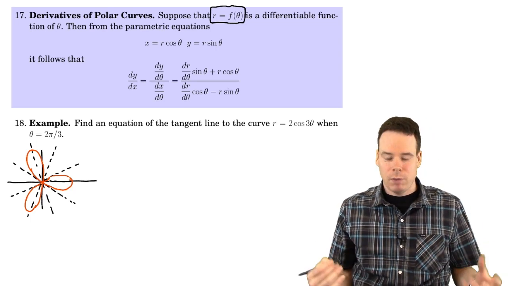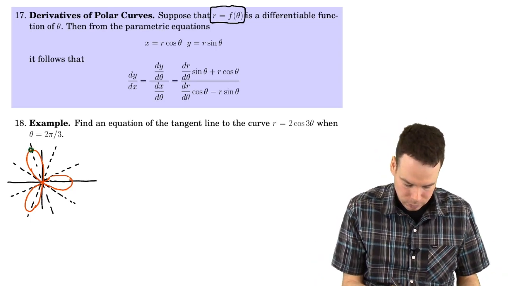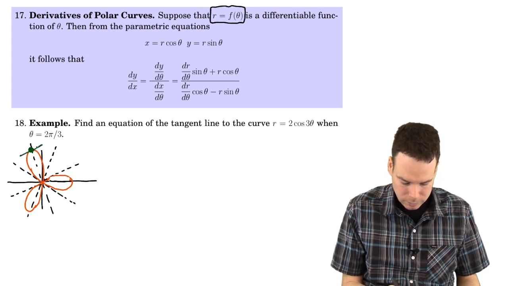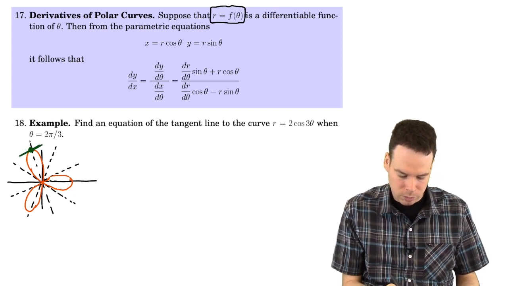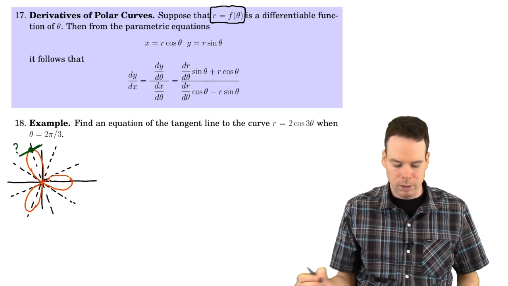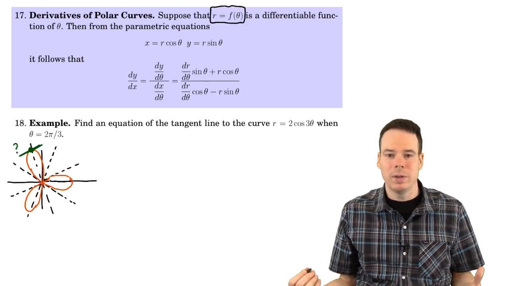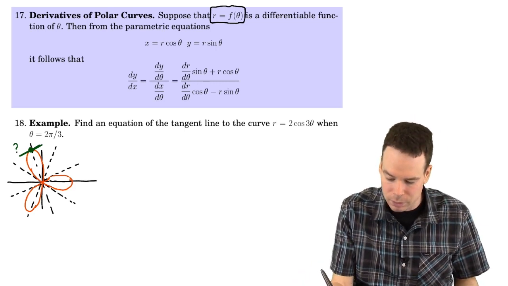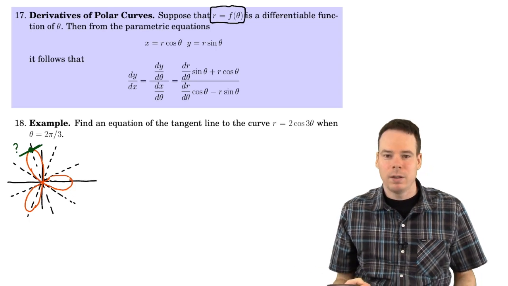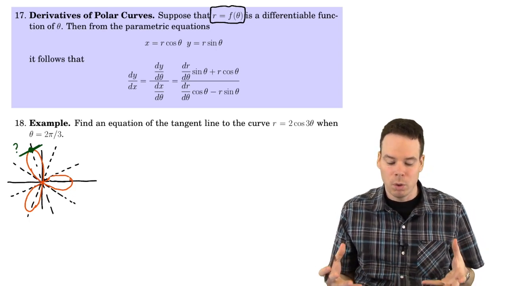And we want to ask now the question about finding tangent lines. So for example, in this next example, we're going to look at trying to find the equation of that tangent line there. What's the equation of that tangent line? How do we do this? How do we find the equation of a tangent line? Do we have to sort of reinvent calculus for polar coordinates?